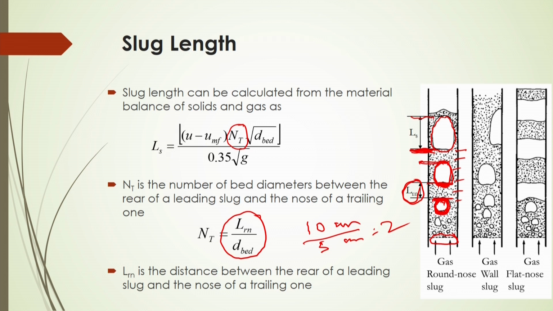Even this slug length may not be calculated from this equation; you can directly calculate it from the picture, what will be the length there. Of course, you will get different lengths for different slugs. So, for uniform calculation, or you can get from the mass balance equation for any slug, what should be the slug length that you can calculate from this equation.